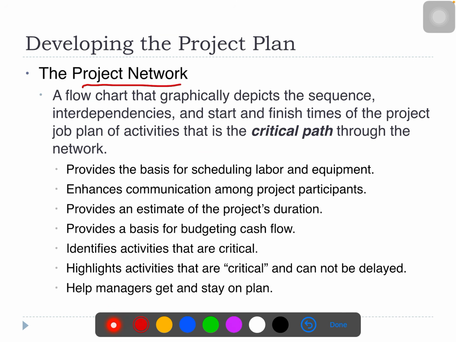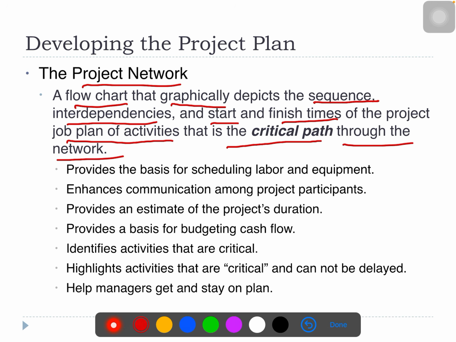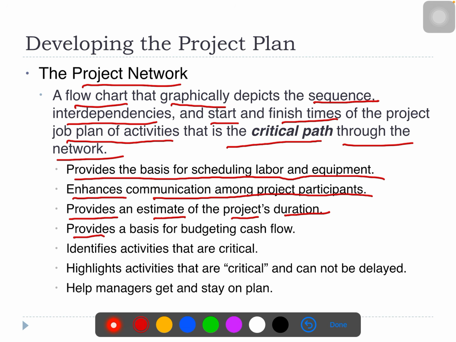So what is a project network? It's a flowchart that depicts graphically the sequences of interdependencies that has start and finish times, and it has a job plan of activities and shows the critical path through the network. It provides a basis for scheduling labor and equipment. It enhances communication among project participants, provides an estimate of the project's duration, provides a basis for budgeting cash flow, identifies activities that are critical, and helps managers to get and stay on plan.